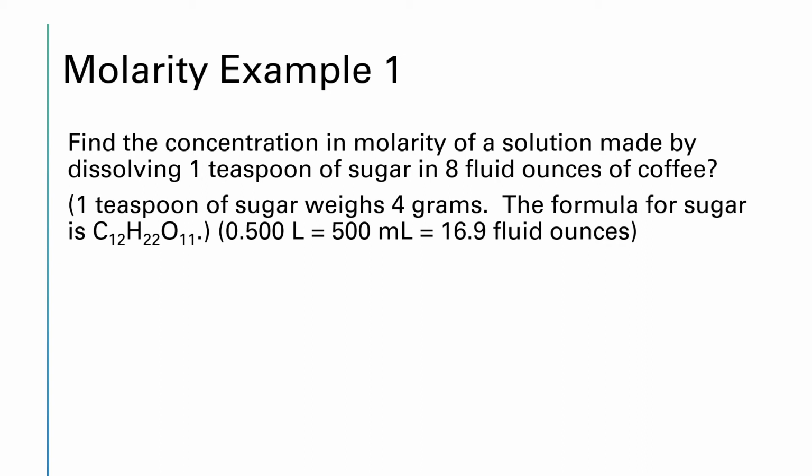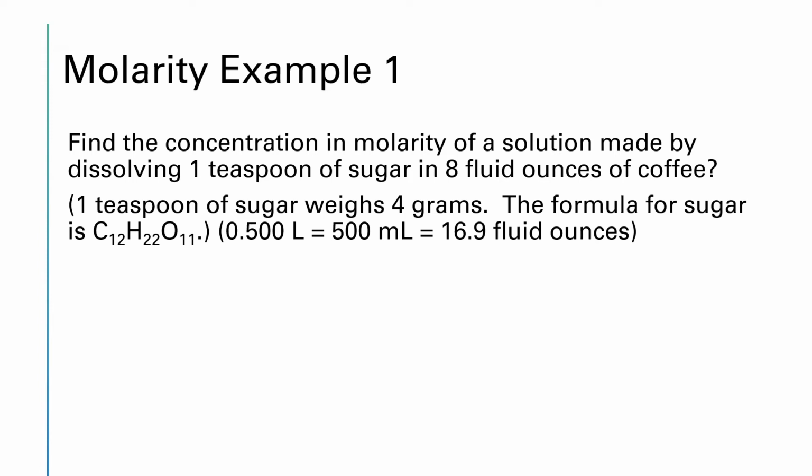You've got water for your solvent, and then you've got all of those wonderful aromatic compounds from the coffee beans that dissolved in the water when the coffee was brewed. So we already have a solution with coffee, but we're adding just one more solute if we dissolve sugar in it. So in this case, what we want to do is find the molarity of a solution made by dissolving 1 teaspoon of sugar in 8 fluid ounces of coffee.